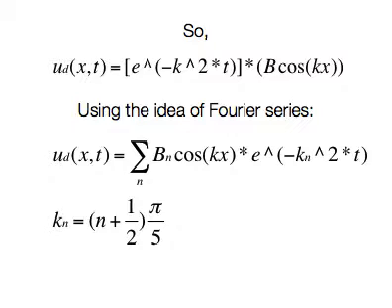So here we have a more simplified form of u sub d, which is e to the negative k squared t times b cosine kx. Now we're going to apply the idea of Fourier series. So we're basically summing up over all the coefficients. So u sub d is equal to the sum of b sub n cosine kx times e to the power negative k sub n squared t, where, as previously said, k sub n is equal to n plus 1/2 times pi over 5.